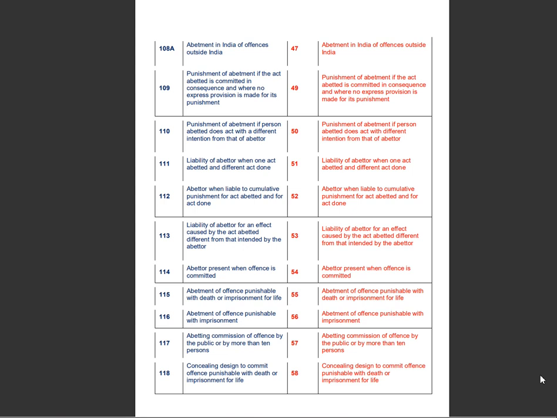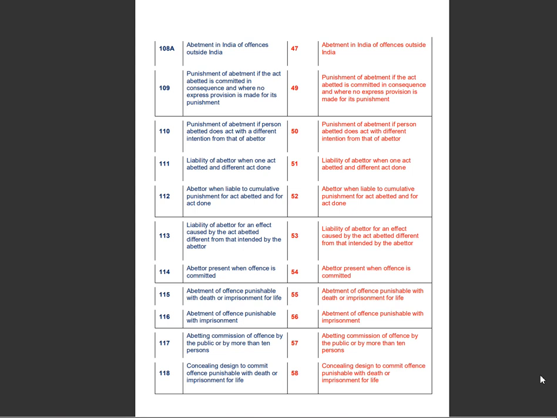Section 52 of the BNS deals with abettor when liable to cumulative punishment for act abetted and for act done. Section 113 of the Indian Penal Code deals with liability of abettor when an effect caused by the act abetted is different from that intended by the abettor, whereas Section 53 of the BNS deals with liability of abettor for an effect caused by the act abetted different from that intended by the abettor.